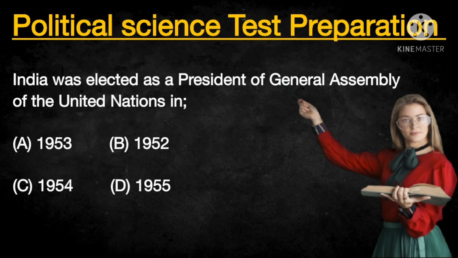Question: India was elected as a President of General Assembly of the United Nations in A. 1953, B. 1952, C. 1954, D. 1955. Its correct answer option A, 1953.